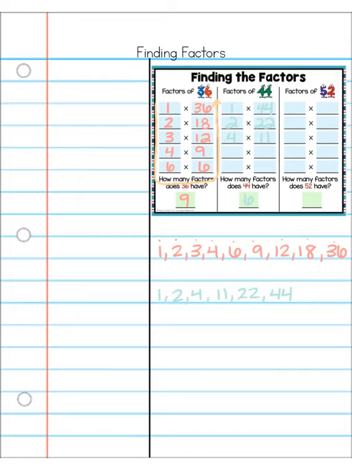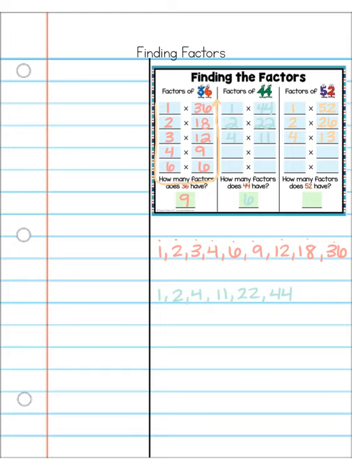Now let's look at the number 52. Again, I'm going to start with 1 and 52. It's even, so I know it can be divided by 2. And it would be 26. 5 plus 2 is 7, and 7 cannot be divided by 3, so I know that 52 cannot be divided by 3. 52 can be divided by 4. I would have to multiply it by 13.